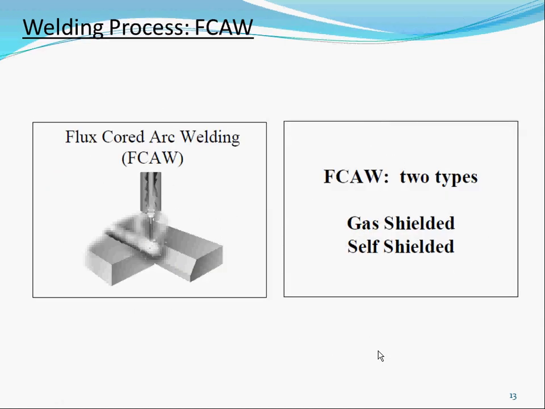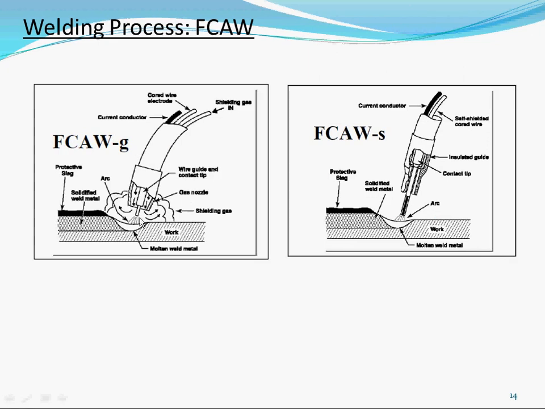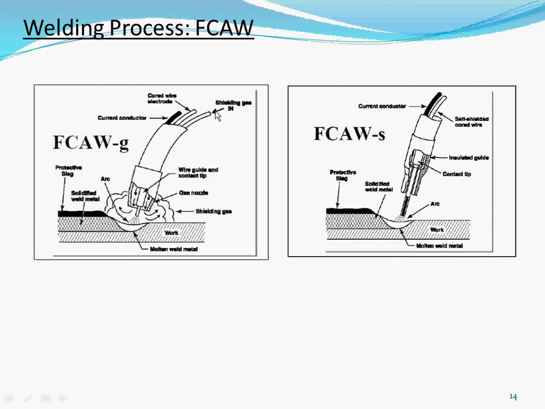Okay, so another process is called flux core arc welding. There are two types: gas shielded and self shielded. The gas shielded obviously uses a gas. You can see it blowing here, and the gas comes in from the machine itself.